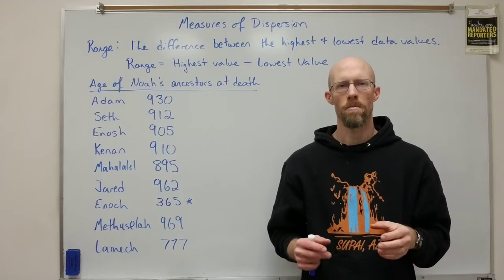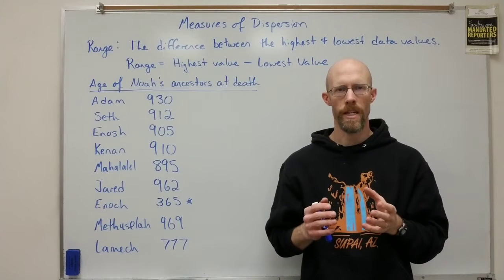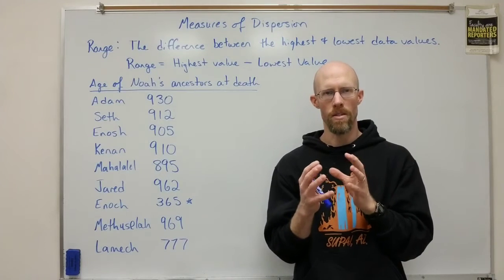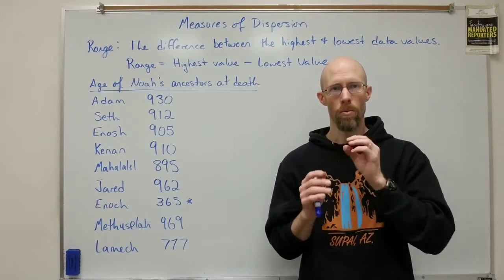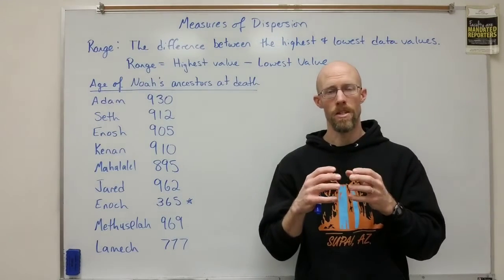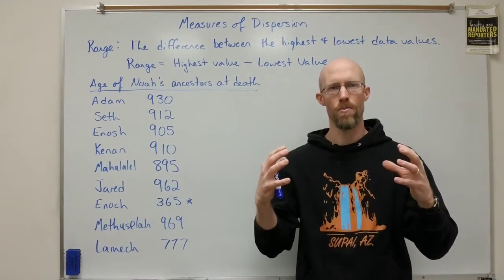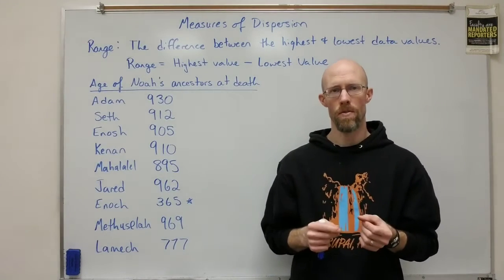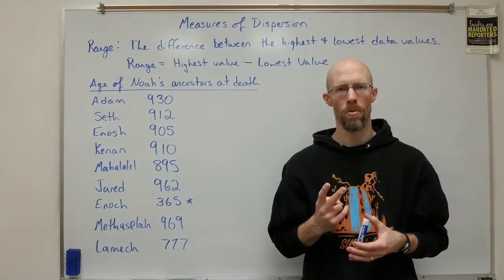Now that we've talked about the measures of central tendency in a set of data, that is, where the data tends to cluster in the middle, we're going to look at the measures of dispersion next. And dispersion is how wide of a spread that data has. There's a couple different measures of dispersion, two in particular that we're going to look at.